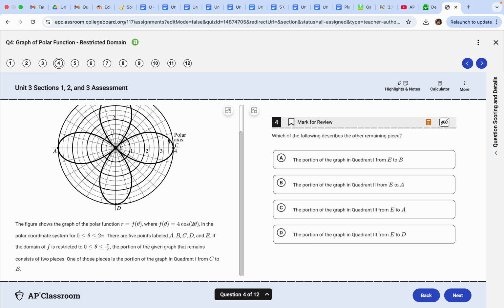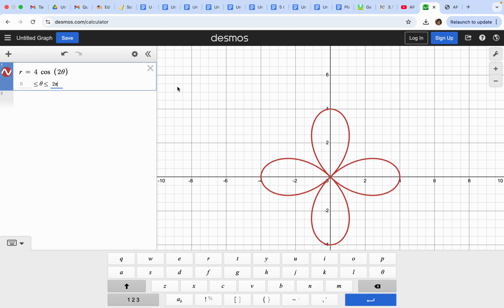We can see, well, we don't know the rest of the shape, right? 0 to 2 pi. So C to E, and then it says, where is the rest of it, right? What remains, the rest of the pieces? So let's use the graphing calculator. Here I just typed in r equals 4 cosine of 2 theta.